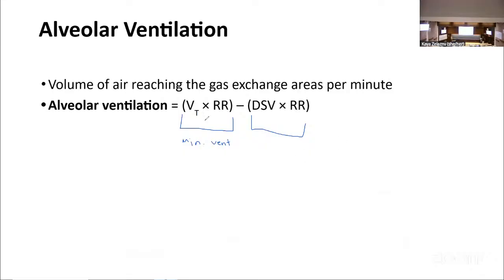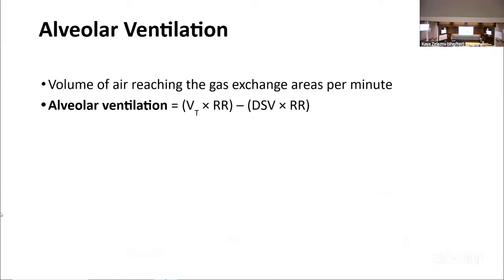Or you can imagine the equation isn't written this way, but basically we've just multiplied that respiration rate across both. So you might reshape it also as tidal volume minus your dead space, times your respiration rate. That's the same equation here, okay? That's all we do.